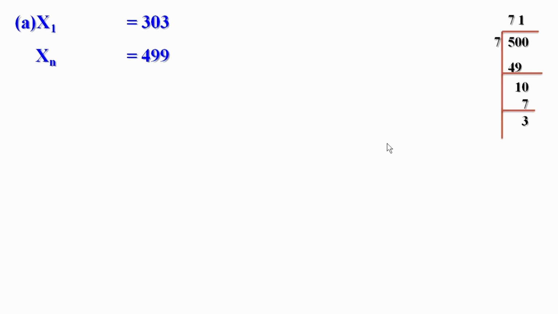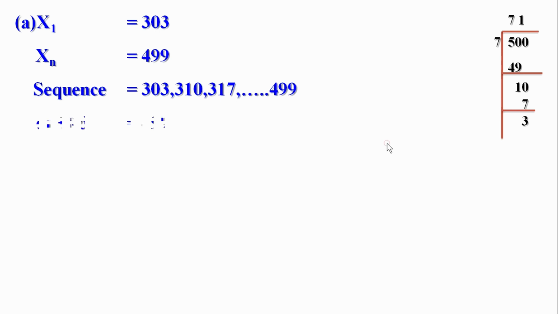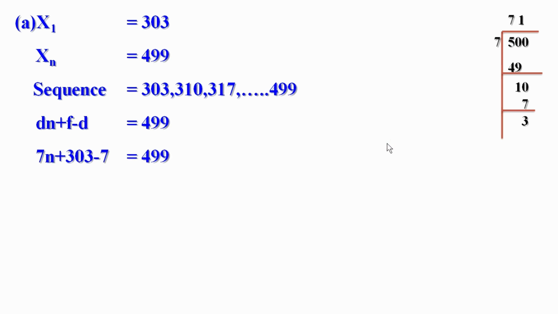Therefore, the common difference is 7. Therefore, the sequence is 303, 310, 317, etc., 499. Let 499 be the nth term. Then dn plus f minus d equal to 499. d is 7 and f is 303. So, 7n plus 303 minus 7 equal to 499. Now 303 minus 7 is 296. So 7n plus 296 equal to 499.